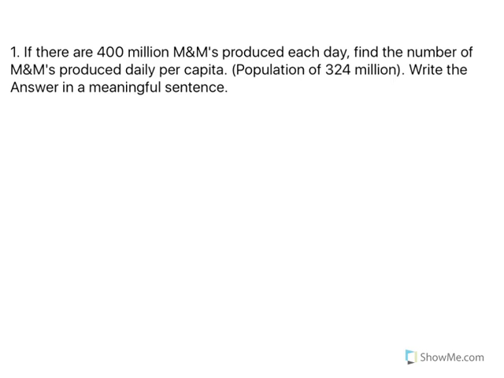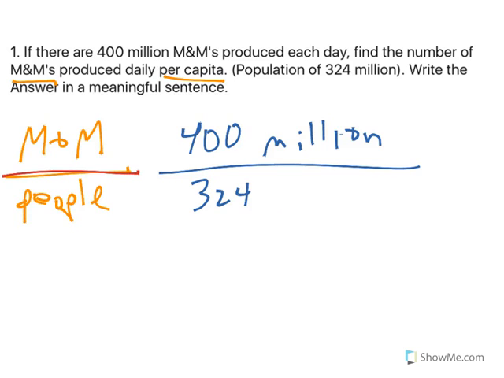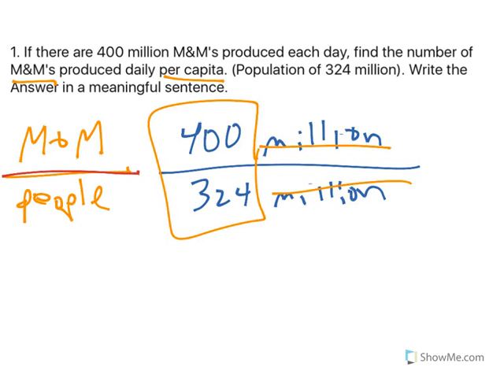Okay? So in number 1, there are 400 million M&Ms produced each day. Find the number of M&Ms produced daily per capita. So we're trying to find M&Ms per capita. That means M&Ms are going to go on the top. Per implies the division bar. Capita implies people. So M&Ms over people. Well, how many M&Ms do we have? 400 million. How many people do we have? 324 million. Okay, well, because they're both million, those cancel out. I'm left with 400 divided by 324.